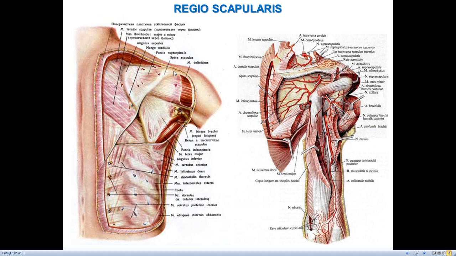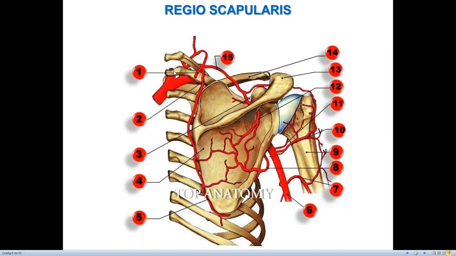Ramus descendens, arteria transversa colli. In the scapular region, we can distinguish the formation of the arterial scapular circle.